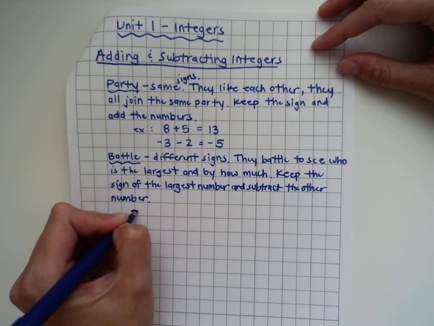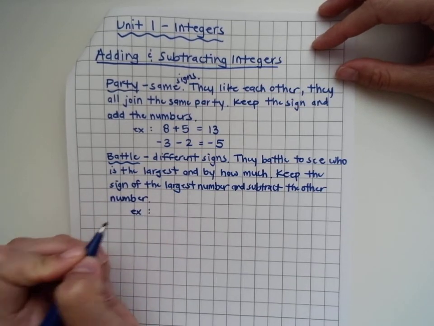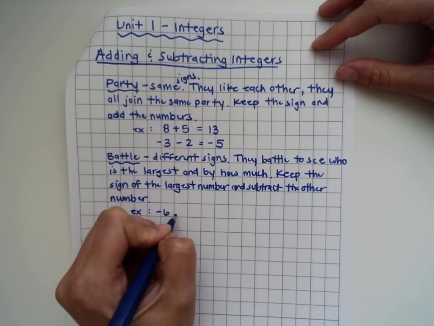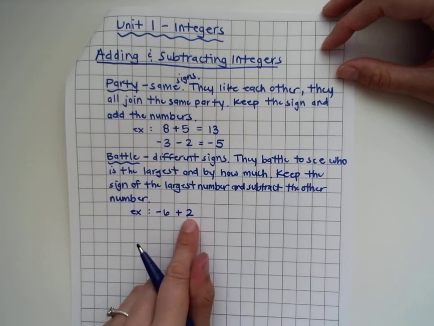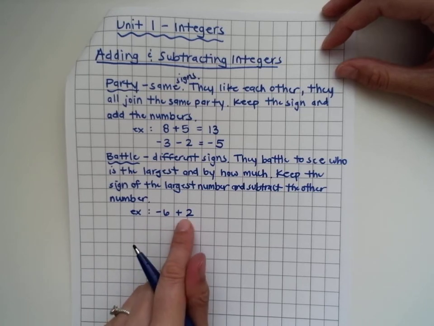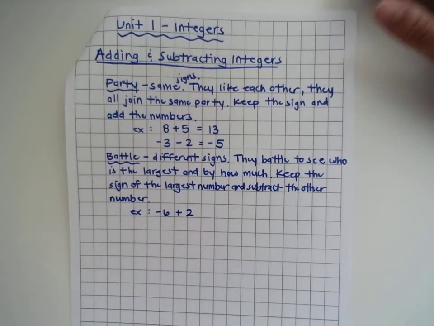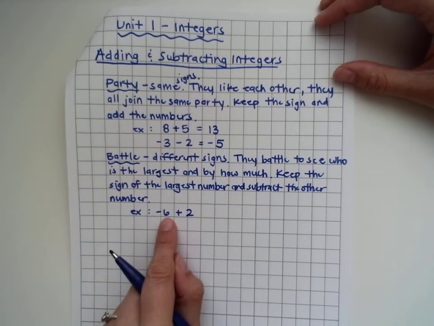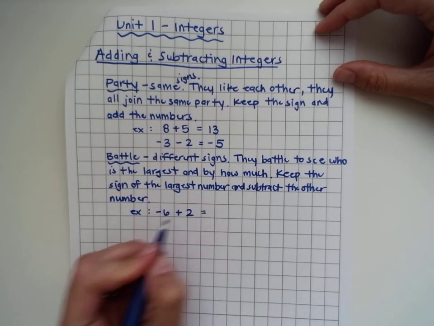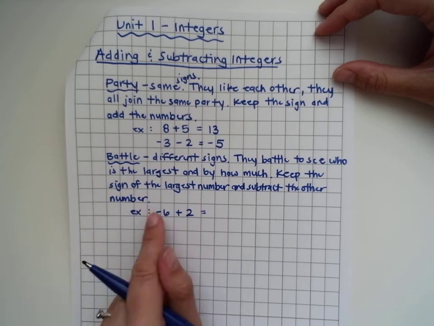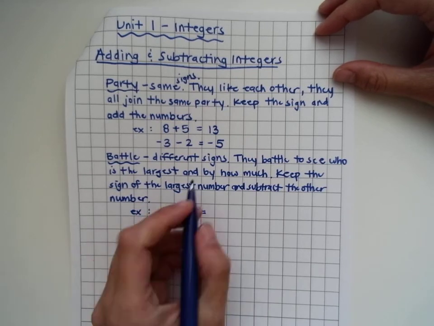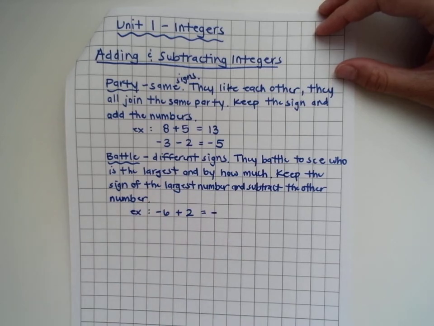Let's look at an example and you'll see what I'm talking about. -6 plus 2. See how the 6 is negative and the 2 is positive. So they don't get along. They clash because this person is a negative person and this person is a positive person, right? So we're going to ask ourselves, which is the larger number? Is 6 or 2 the largest number? Well, we clearly know that 6 is bigger than 2. So we're going to keep the sign of the largest number. The 6 is a negative, so our answer is going to be negative.